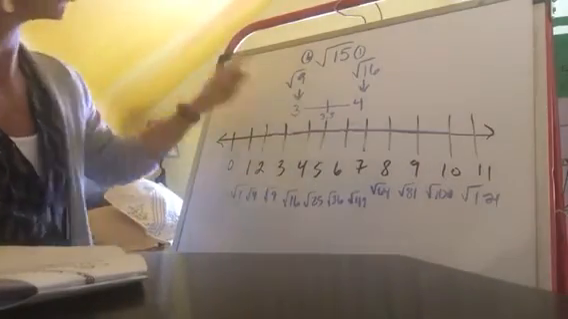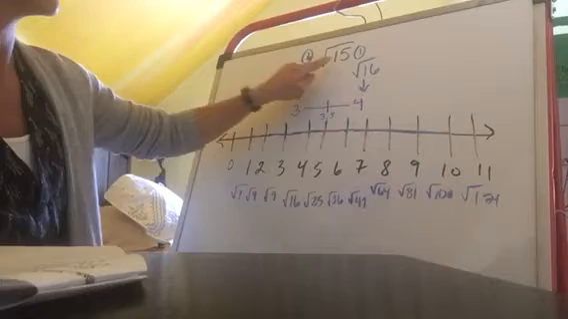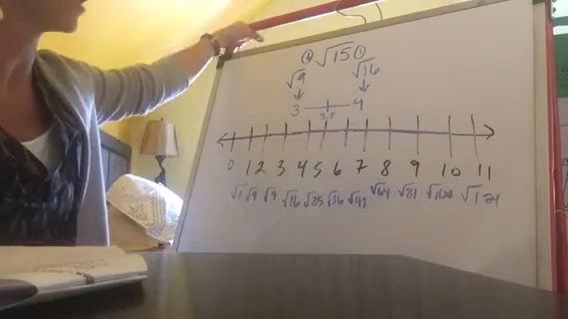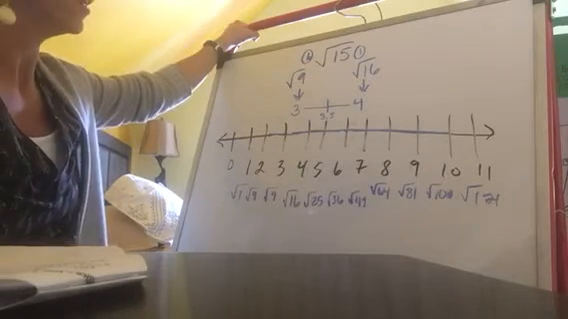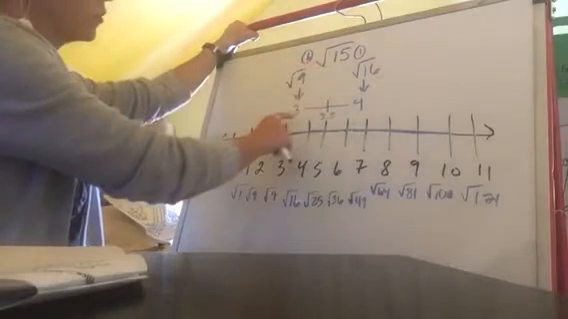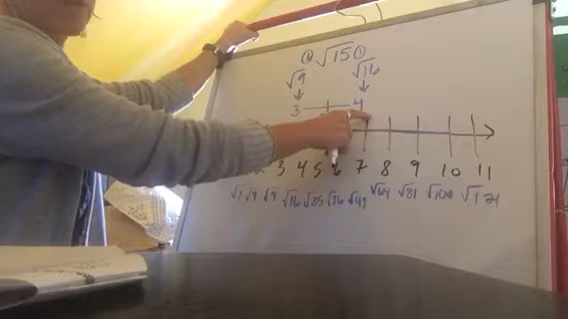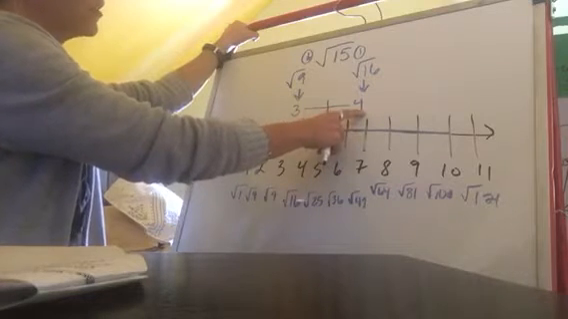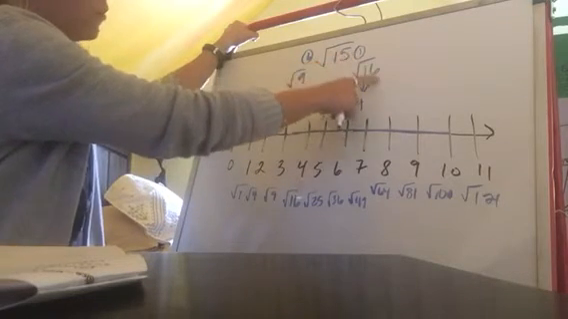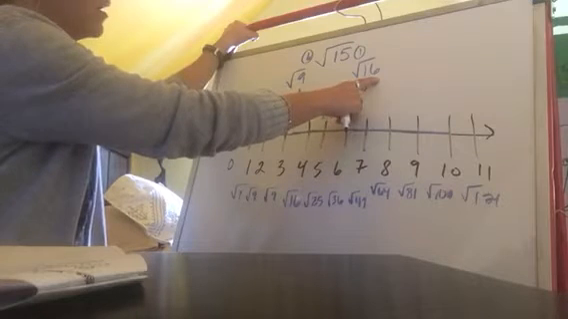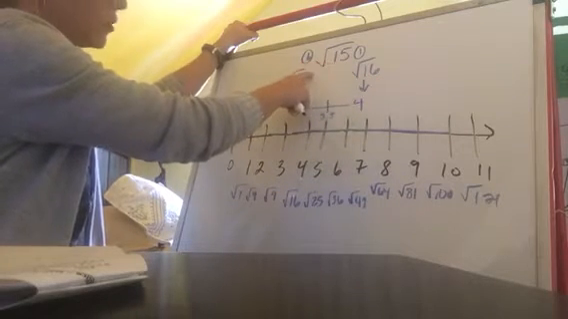So then, once I determine how far away these square roots are from one another, I need to figure out, will the square root of 15 be closer to the whole number 3 or the whole number 4? It's going to be closer to the whole number 4 because the square root of 15 is only 1 away from the square root of 16. The square root of 15 is 6 away from the square root of 9.